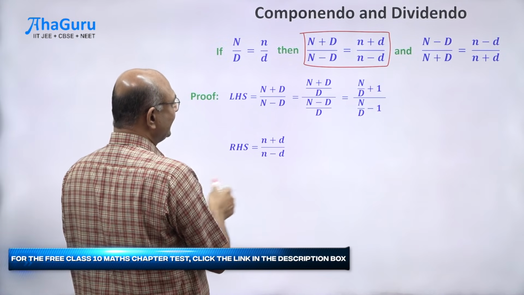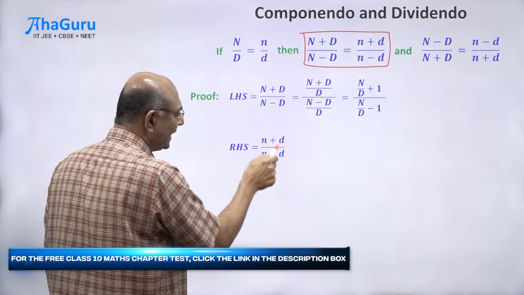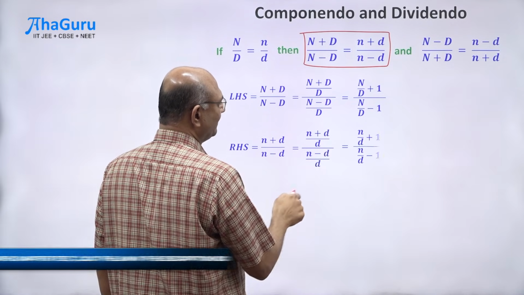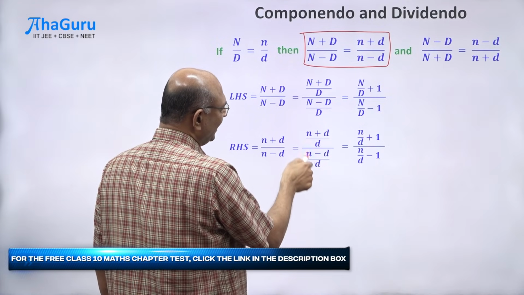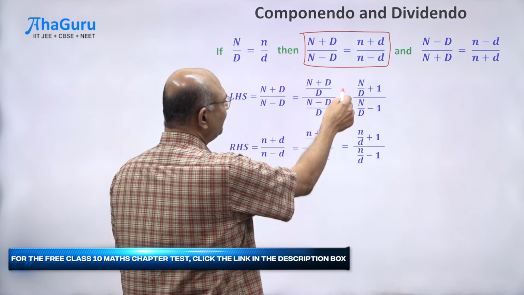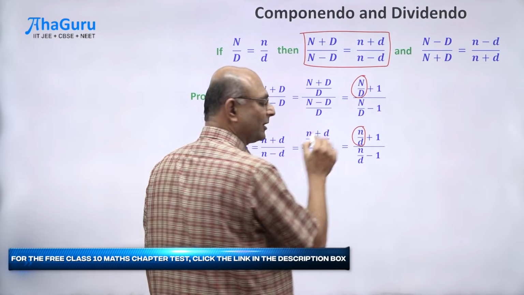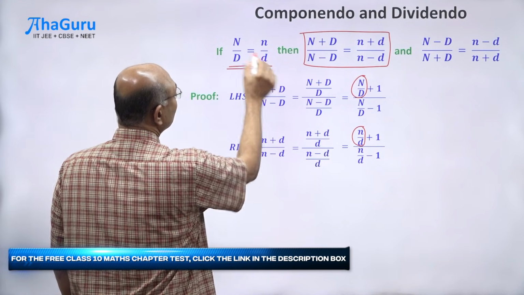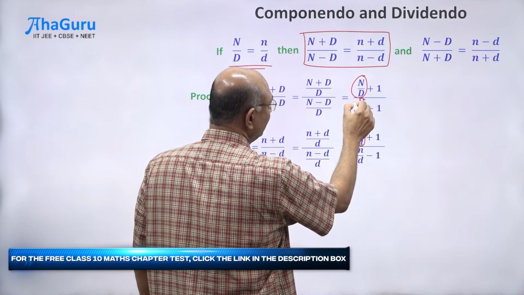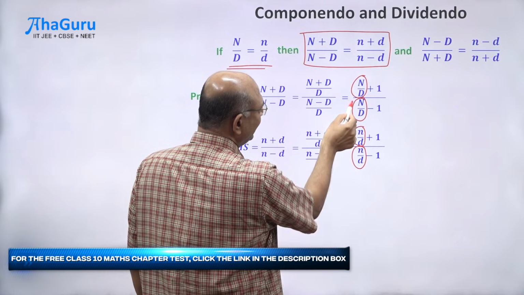And what about the right hand side? Right hand side, if I now divide the top by small d and the bottom by small d, then I'm going to get small n by small d plus 1 on top, and small n by small d minus 1 on the bottom. d by d is going to give you 1. So if you now compare these two, you have capital N by capital D here, and you have small n by small d here. But they are both equal. So this is equal to this, plus 1 the same, and the denominators are also equal.